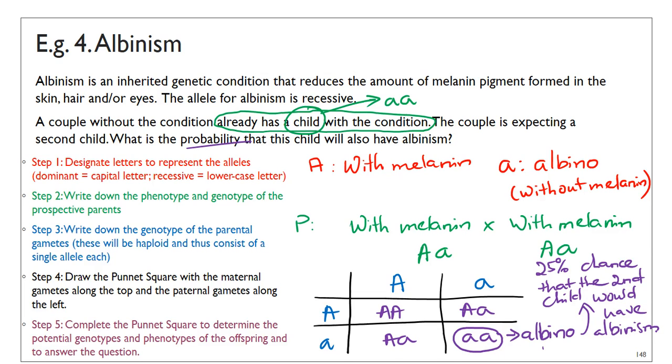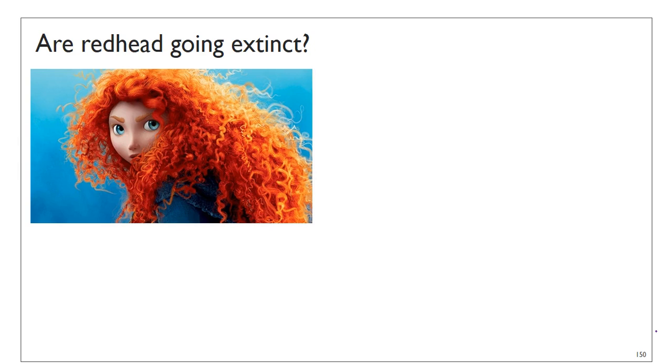Okay, so that's example 4. So I think if two people are carriers for albinism, then there's always a 25% chance that their child will have the condition, which is not very high, I guess, depending on what you consider to be high. All right, I just want to point out this one thing.